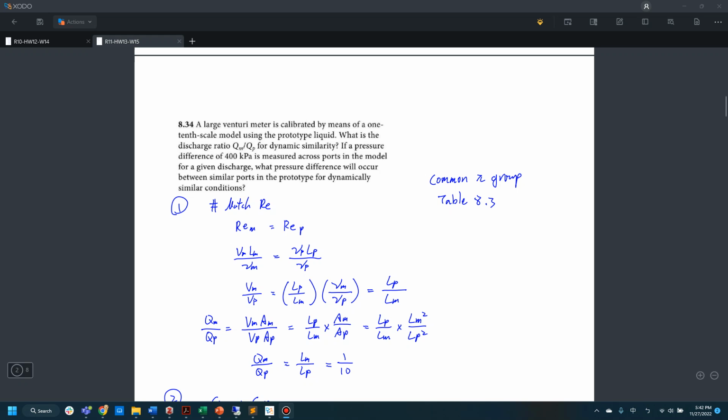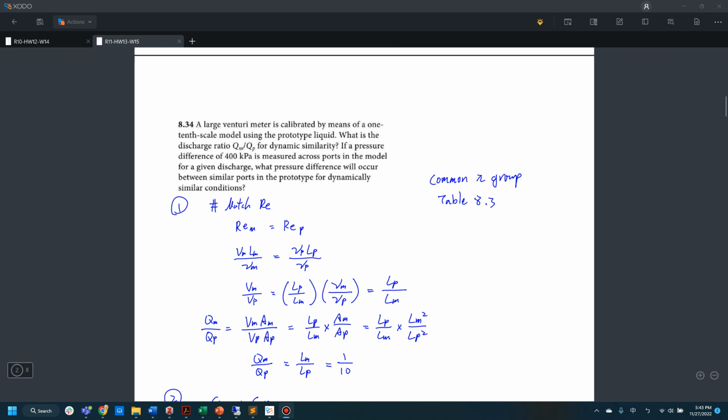According to our problem, the first relationship we want to build is the ratio in the discharge. And the second subproblem is we try to build the relationship for the pressure difference. So you should choose the variables that have these terms involved to build up those relationships. And you can find some of them, like the common pi groups, in this table 8.3.